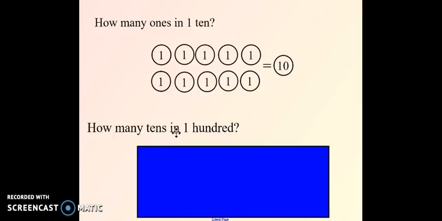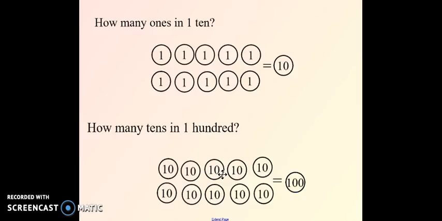How many tens in 100? Well, if we count by tens to 100, we would find that there are 10 tens in 100. 10, 20, 30, 40, 50, 60, 70, 80, 90, 100. When we have a group of 10 tens, it can then make a 100.